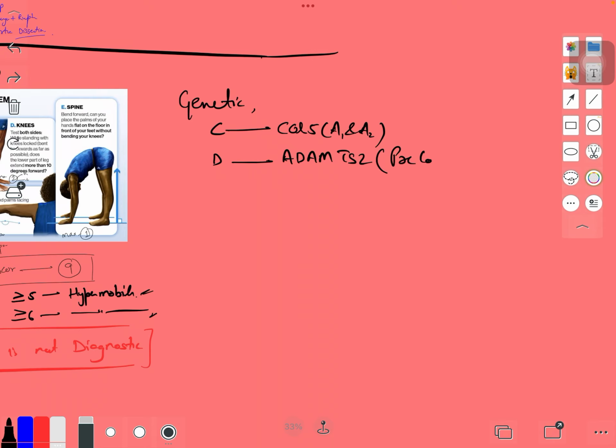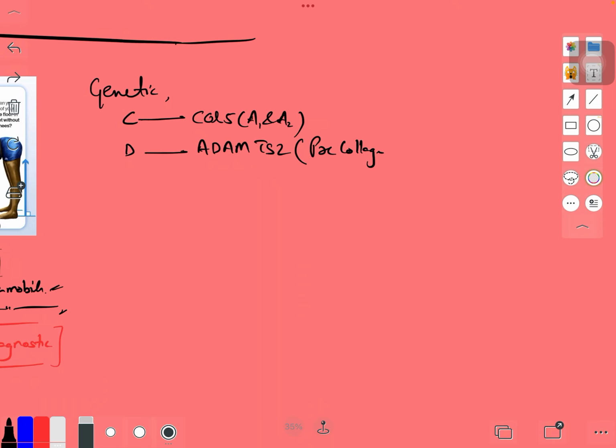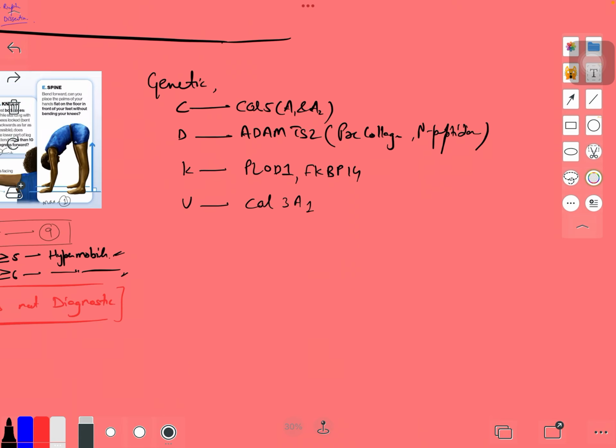ADAMTS2, pre-collagen N-peptidase, we can check for ADK. In the K variant we had the PLOD1 and the FKBP14. And lastly, for the vascular type, COL3A1.